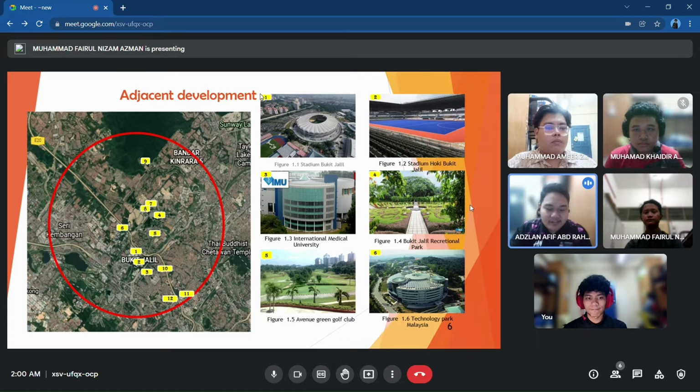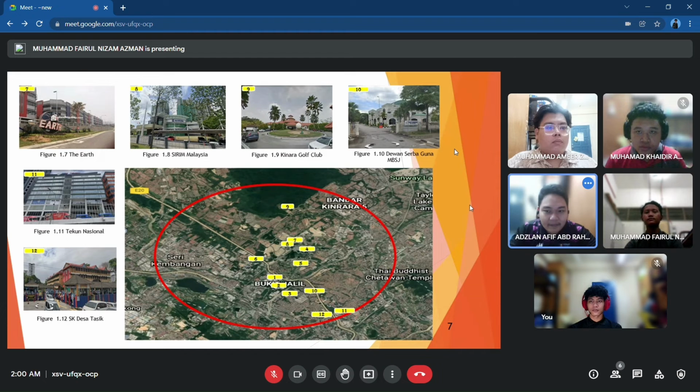Alright, thank you, Danish. So for adjacent development, first we have Stadium Bukit Jalil. Second, Stadium Hockey Bukit Jalil. Third is International Medical University. Fourth is Bukit Jalil Recreational Park. Fifth is Avenue Green Golf Clubhouse. And the sixth is Technology Park Malaysia. Next, we also have shop houses, and then we also have Seri Malaysia, Kinrara Golf Club, Dewan Serbaguna MBSJ, Tekun Nasional, and also SK Desa Tasik in our site area according to the 5 kilometer radius.